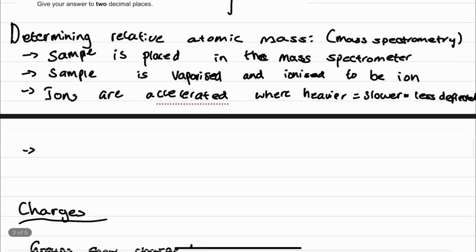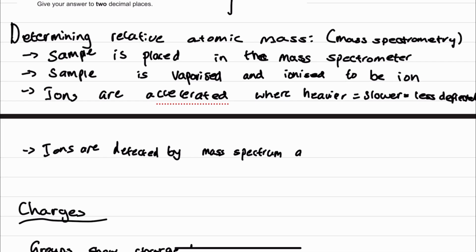And then lastly, these ions are detected by mass spectrum as a mass charge ratio.